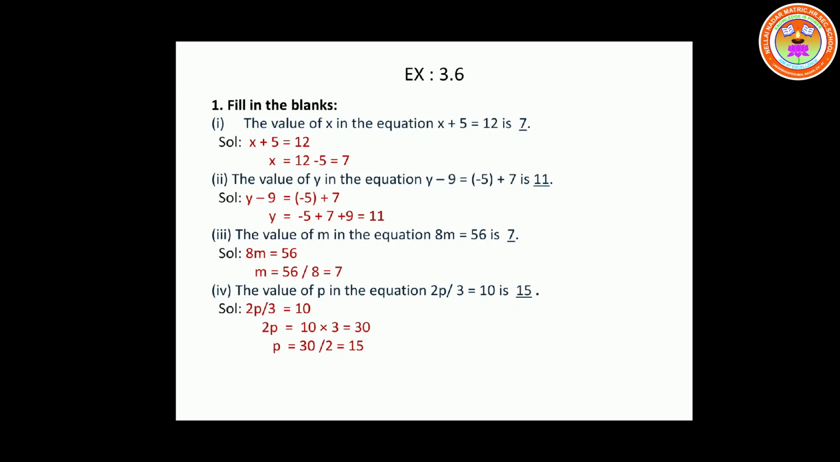So what is left behind? 2p is equal to 10. This transposing of the divide symbol, that is by 3, will change into multiplication. So 10 into 3 is 30.